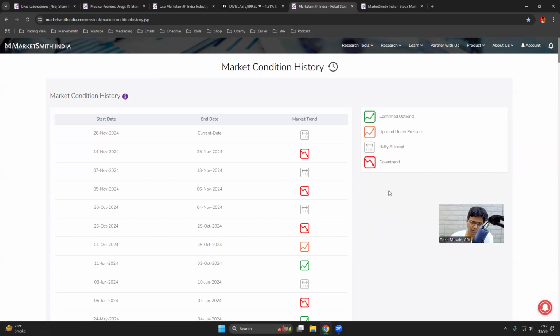Currently, it's in a rally attempt. So there is no question of buying the stock because we are neither in a confirmed uptrend nor in uptrend under pressure. These are the only two states when we are allowed to buy, as per MarketSmith. In these two states we are supposed to exercise caution. In this state we are actually required to sell our stocks and raise cash.